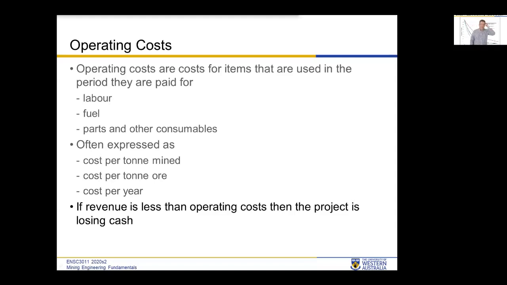Fairly obviously, if the revenue we're getting is less than the operating costs, then we're in trouble and we're losing cash and you can't continue. That might be acceptable for a short term if you are confident that the revenues are going to increase, that the price is going to increase or the costs are going to reduce for some reason, then you sometimes are prepared to accept a loss over short periods.